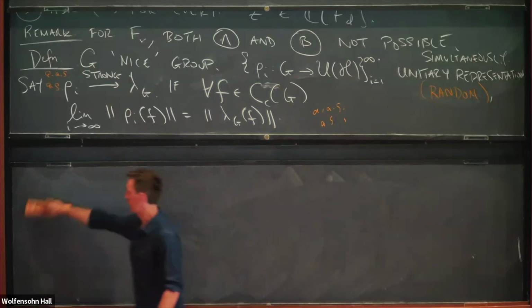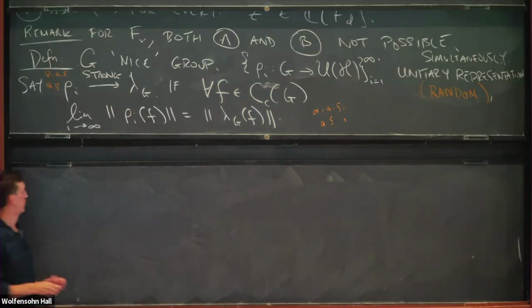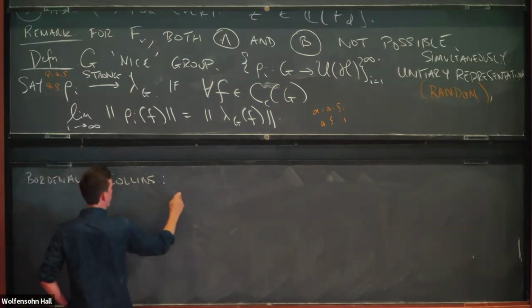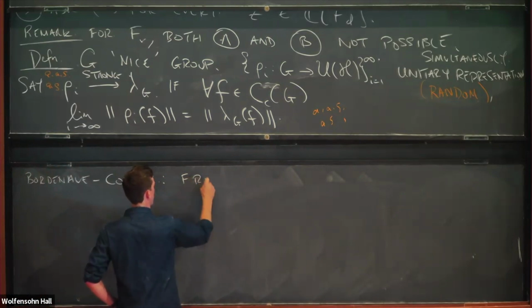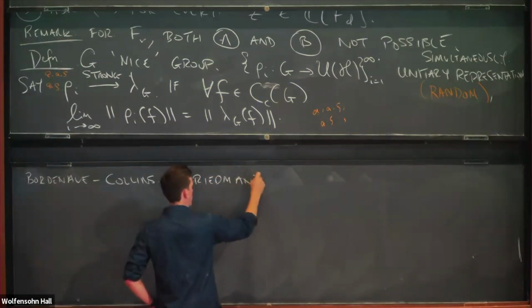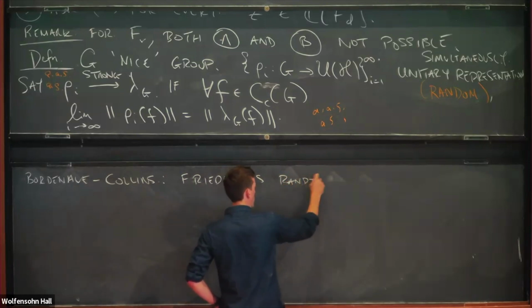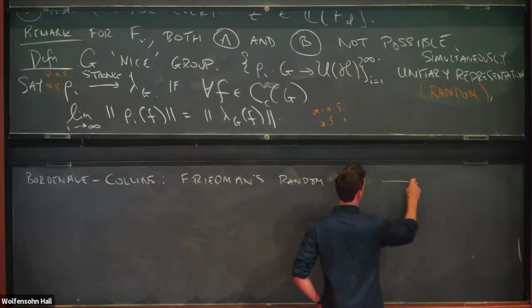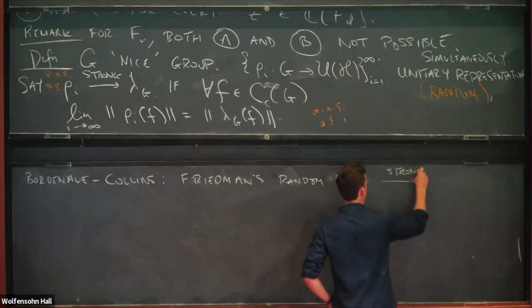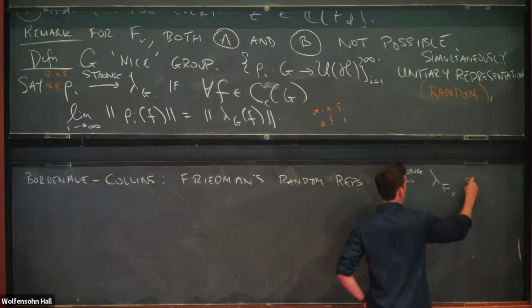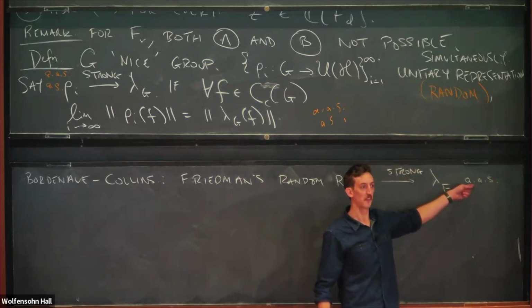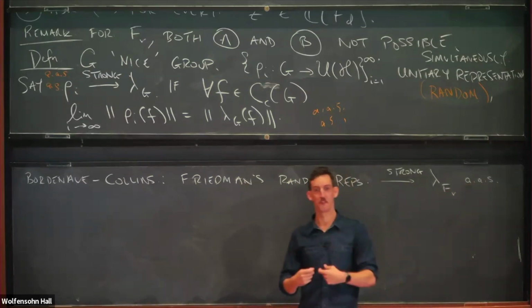So that exact statement that I just alluded to, that was proved. Bordenave and Collins proved that Friedman's random representations converge strongly to the regular representation, asymptotically almost surely. It's kind of funny, the reason this "asymptotically" is there is because of this thing that Dan mentioned, that there are these small graphs that cause you problems that you can't get rid of.